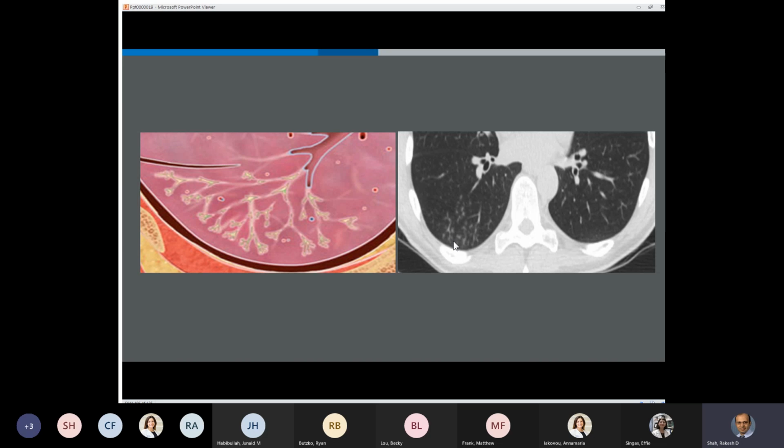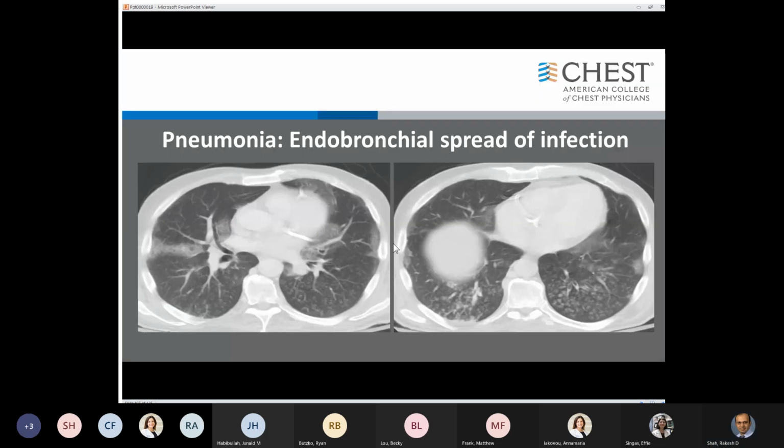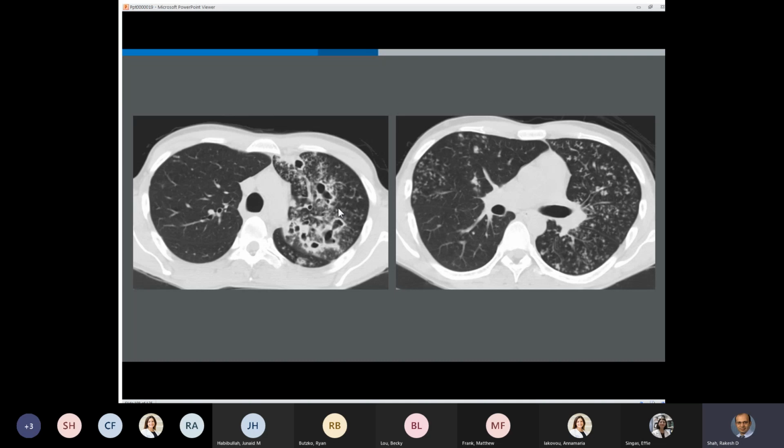And here are some more tree and bud opacity. But if you see tree and bud opacities like here branching, but then you see a nidus of other opacities like this in multiple portions of the lung, and the patient comes in with fever and cough, then you could probably say that this patient has pneumonia and he's coughing and he's spreading it to himself and everyone, which is probably more important in this condition.